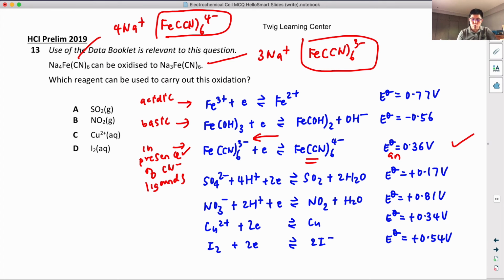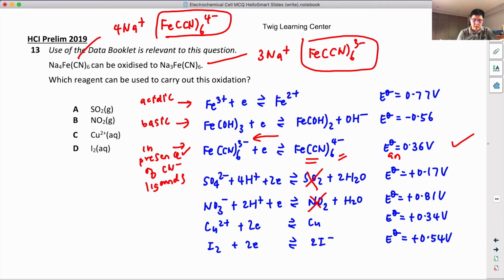If you look at SO2, whatever other reagent you need must be found on the left hand side. So this is out, because it's on the same side as Fe(CN)6 4-, which means it's wrong. How about NO2? NO2 is also found on the same side, so this is not possible. So the only option will be copper 2+ and I2.